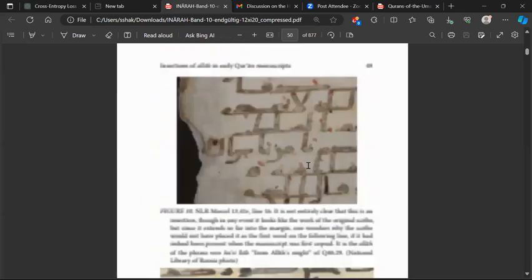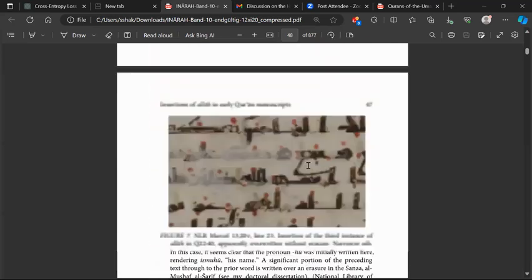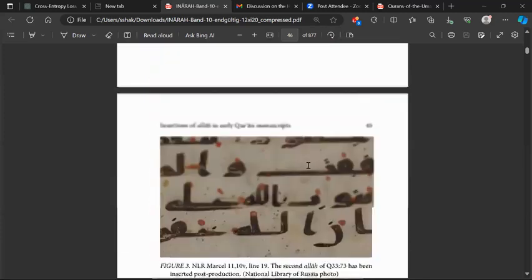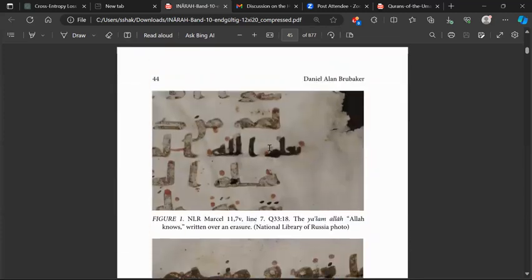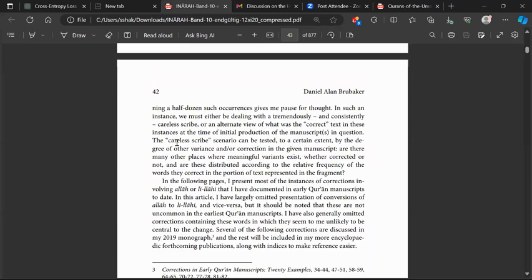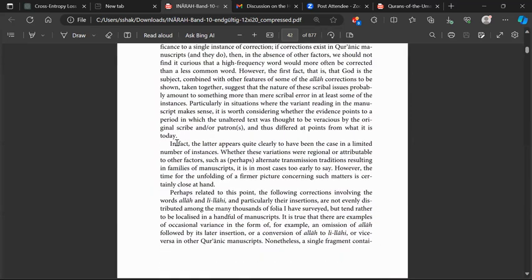If you look at his introduction, before he starts discussing the corrections itself, he tries to explain what's going on, like a general overview. He says some of these instances could be scribal error, some of these could be something more, but that's not satisfying.